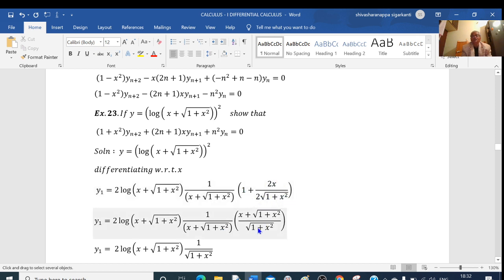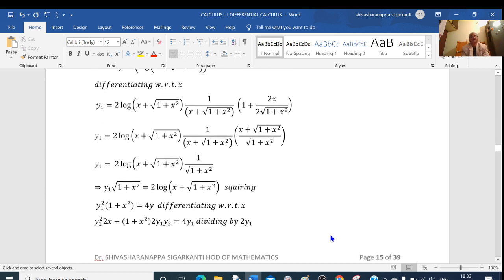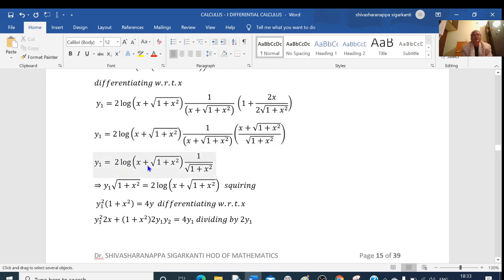I will take root of 1 plus x square as the LCM. This becomes root of 1 plus x square plus x, that is x plus root of 1 plus x square. Now this x plus root of 1 plus x square, this x plus root of 1 plus x square gets cancelled. What I am getting is y1 is equal to 2 into log of (x plus root of 1 plus x square) into 1 by 1 plus x square remains, because these two terms get cancelled. Now multiplying throughout by root of 1 plus x square, I am getting y1 into root of 1 plus x square is equal to 2 into log of (x plus root of 1 plus x square).